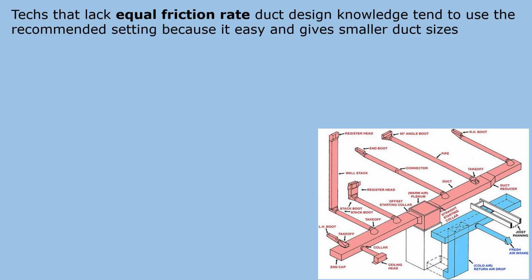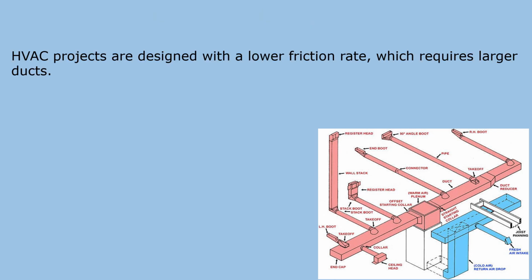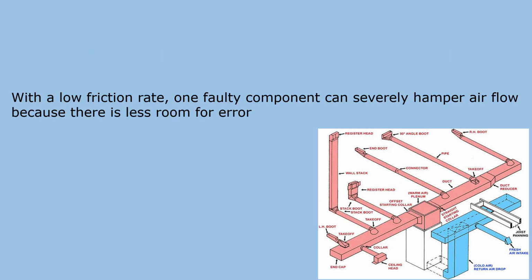Techs that lack equal friction rate duct design knowledge tend to use the recommended setting because it's easy and gives smaller duct sizes. HVAC projects are designed with lower friction rate, which requires larger ducts. With a low friction rate, one faulty component can severely hamper airflow because there is less room for error.